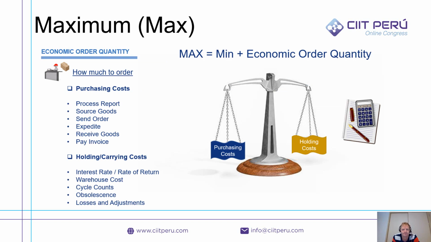So our maximum is our minimum plus the economic order quantity. So how do we come up with the economic order quantity? It's a balance between our purchasing costs and our holding and carrying costs. Our purchasing costs are the cost to send the order, to expedite, to receive the goods, pay the invoice. Our holding costs are warehouse costs, racking costs, resources to do cycle counts, obsolescence, losses, etc.